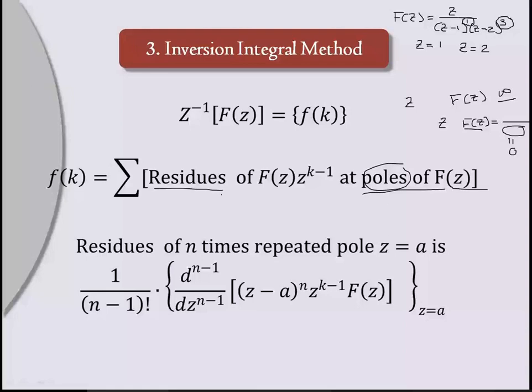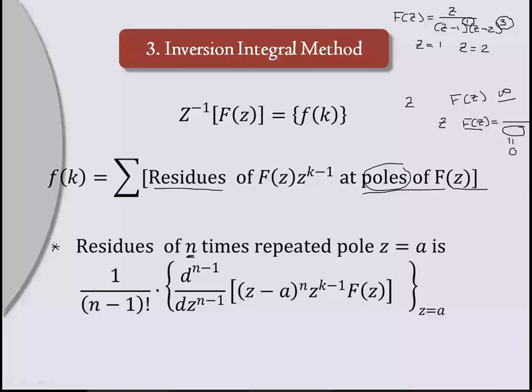Now what is that formula? Residue at an n times repeated pole z equal to a. This is 3 times repeated, 1 time repeated, like that. If the pole is repeated n times, the order is n, then the formula for finding the residue is 1 upon n minus 1 factorial into the n minus 1th derivative of z minus a raised to n into z raised to k minus 1 F of z at z equal to a. Okay, standard formula is there. These formulas can also be asked in multiple choice questions. So carefully remember this formula.